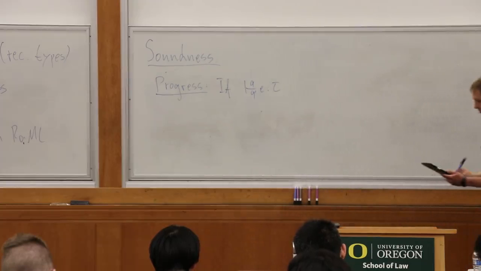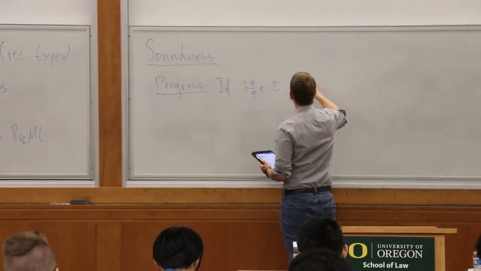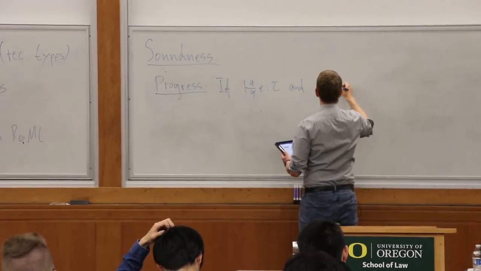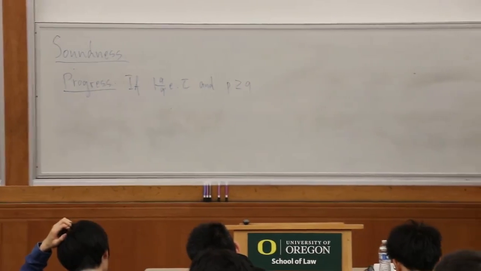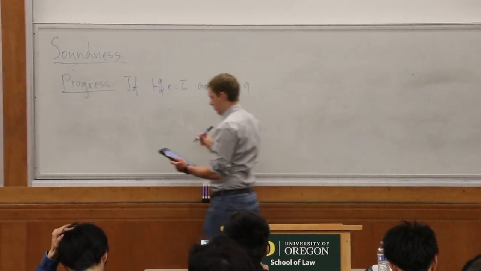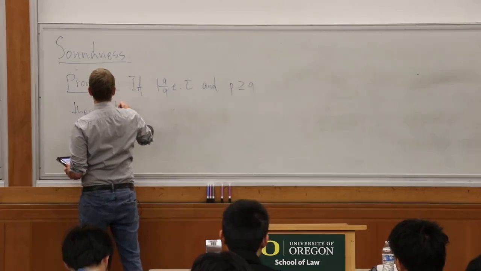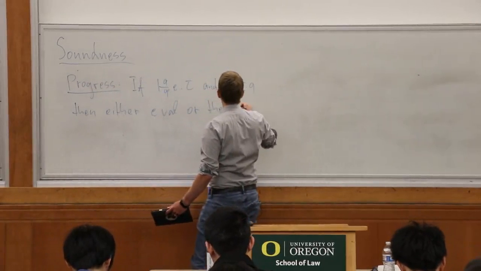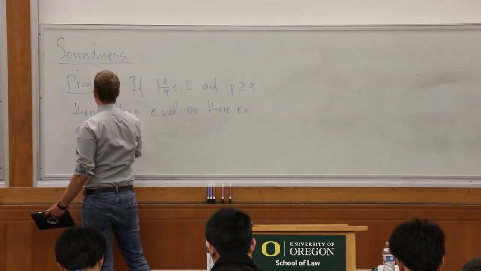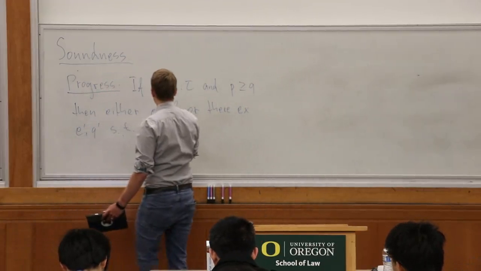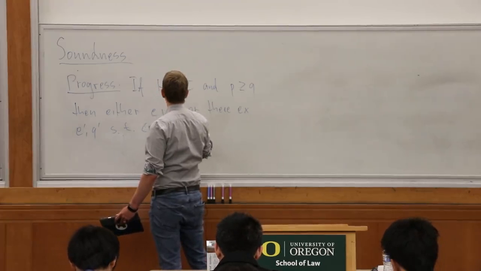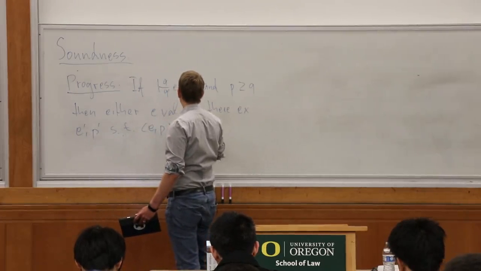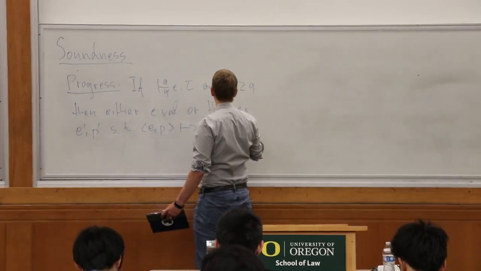So if we have a well-typed closed expression E, and enough potential, or enough resources, namely P, that are more than this initial potential Q requires, then either E is a value or there exists E prime, P prime such that E with P resources steps to E prime with P prime.